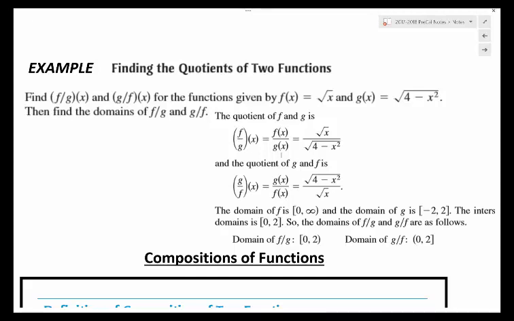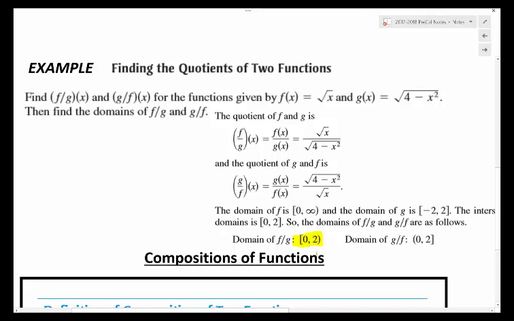Now, it asks me to find the domain of each. So I look at these equations to find my domain, and my domain is going to be, in this case, a restricted domain. Notice the domain of the first function is between 0 and 2.